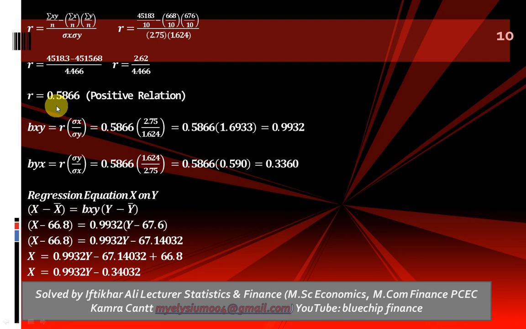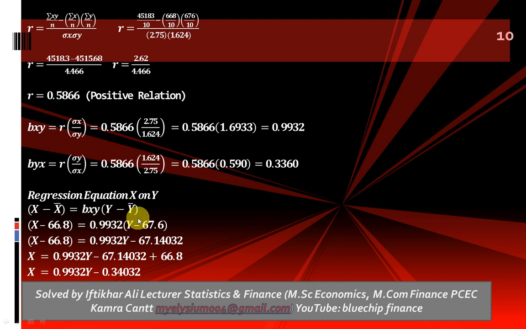After that, in the second step, we need to calculate two regression coefficients, beta x on y and beta y on x. Beta x on y is equal to correlation coefficient multiplied by standard deviation of x divided by standard deviation of y. So just put the values into this formula, and regression coefficient of x on y will be 0.9932. And regression coefficient y on x is equal to correlation coefficient multiplied by standard deviation of y divided by standard deviation of x, and the result will be 0.5866 multiplied by 1.624 divided by 2.75. It should be equal to 0.3360.